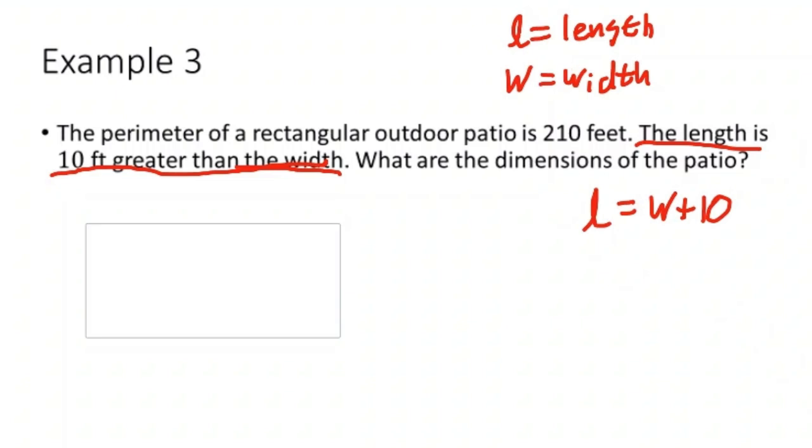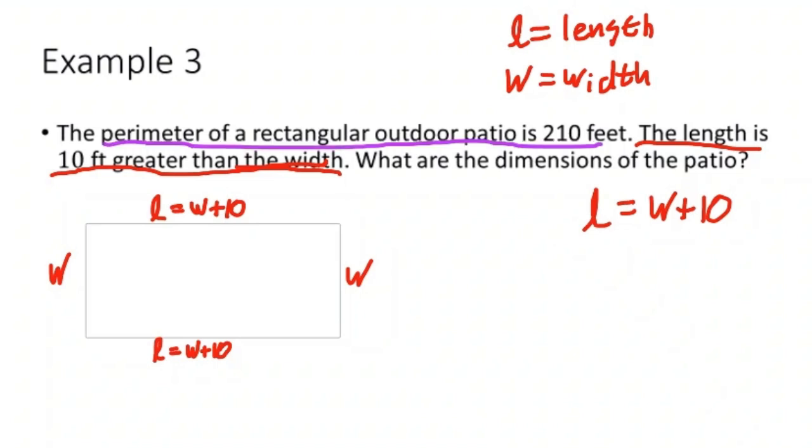So let's go ahead and fill that information in our diagram. I'll name the vertical sides the width, and remember, with rectangles, opposite sides are the same length. The horizontal sides will make the length, which we just determined to be W plus 10 units long. Now, what other information can we get from the problem? Well, we're told that the perimeter of the rectangle is 210 feet.